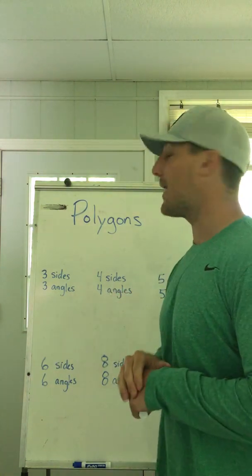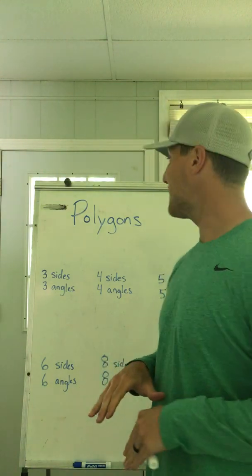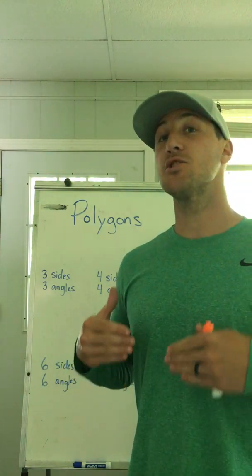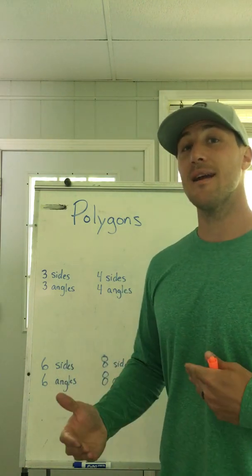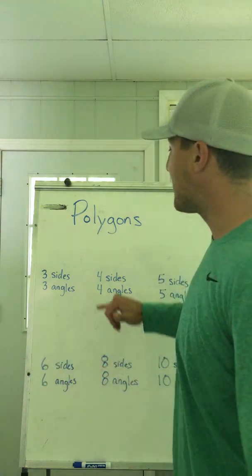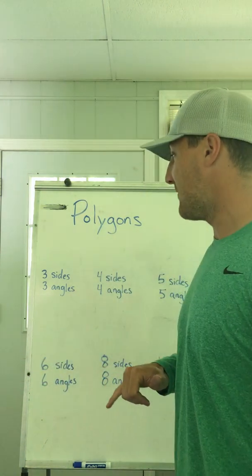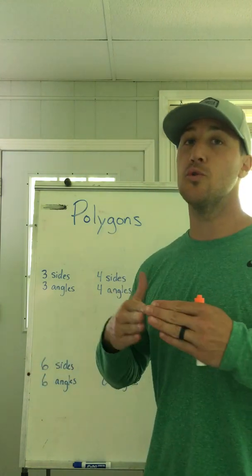Today we're going to be talking about polygons. Polygons are two-dimensional, that means flat, shapes made with just straight lines. So the way that we identify different polygons, or what you probably refer to as shapes, is by the amount of sides and angles they have. So a side is a side. An angle is anywhere where two sides meet.